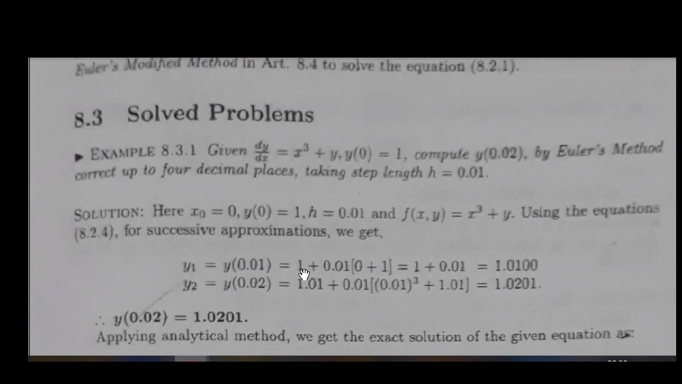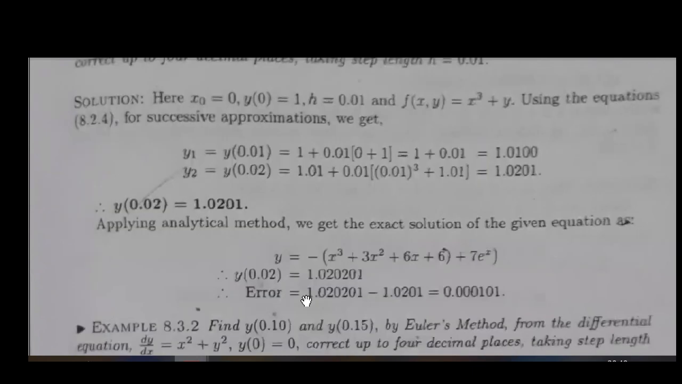What is the formula? y0 plus h into f of x0, y0. So y0 is 1, h is this thing, f of x0, y0 means here it is 0 plus y0, which is 1, so this thing. Similarly, y2 you can calculate. They have asked you to find out y at the point 0.02, so our problem ends here.